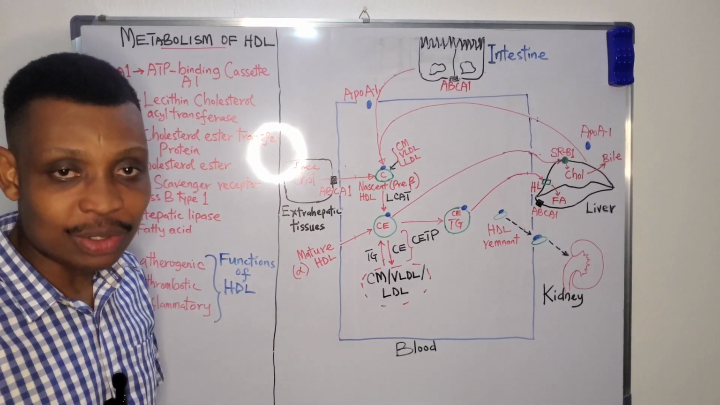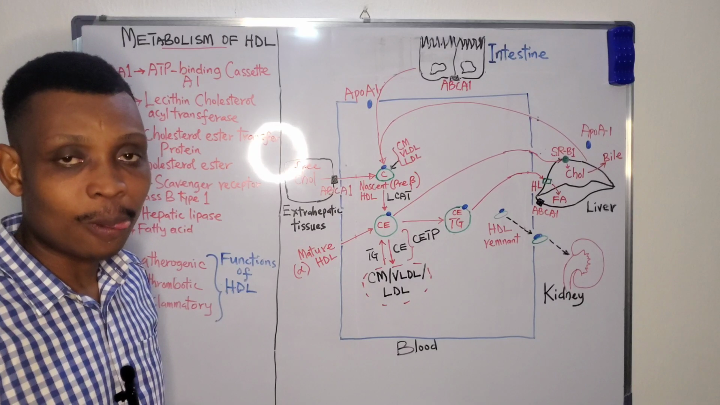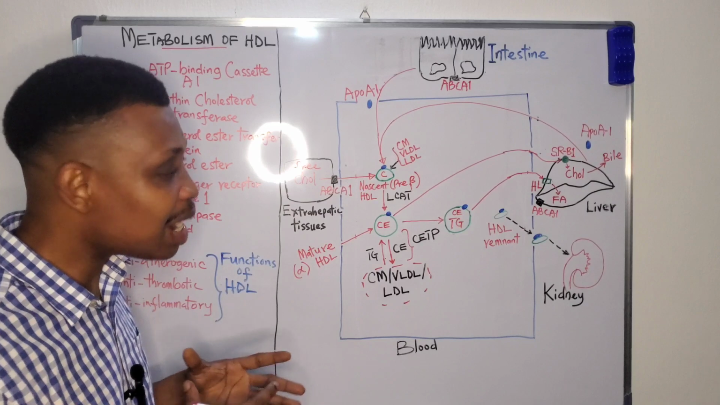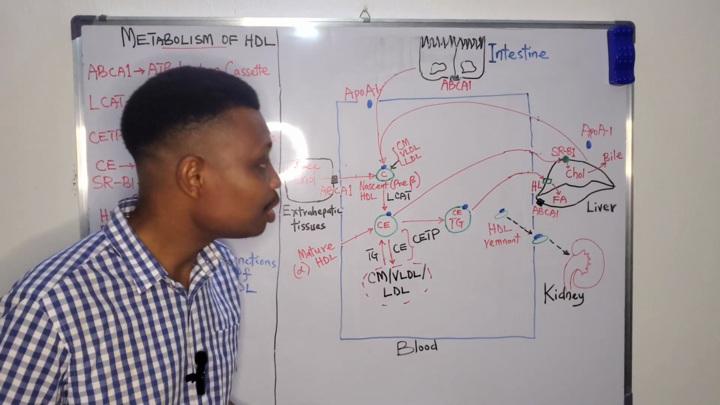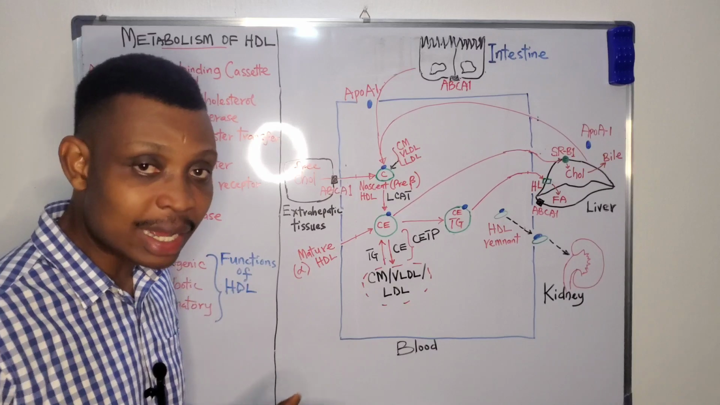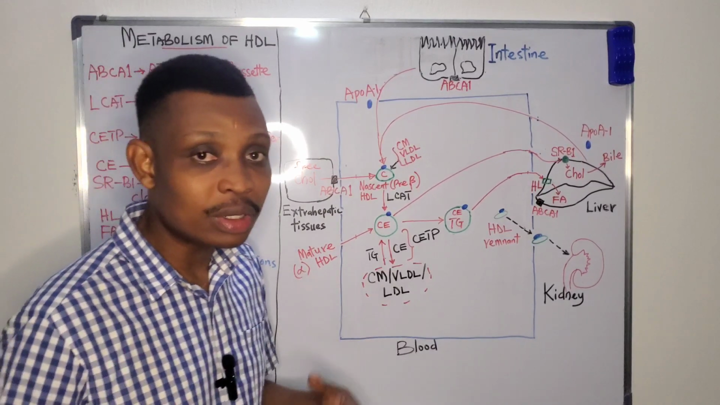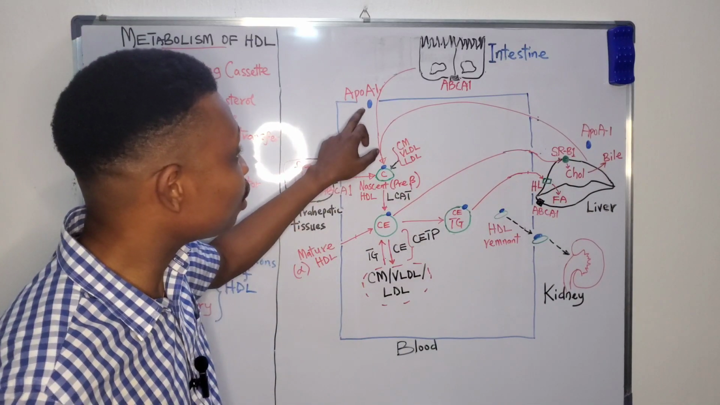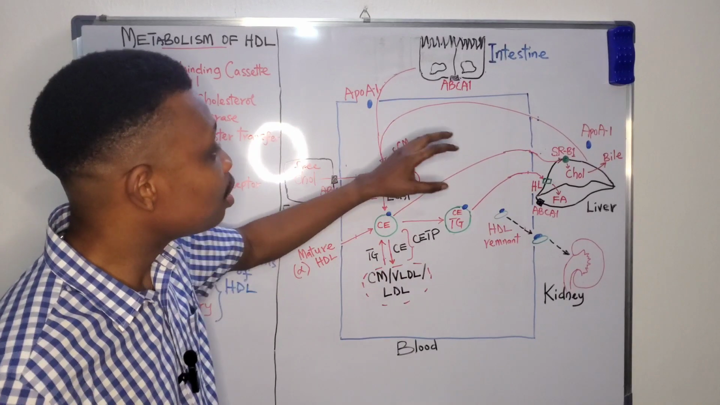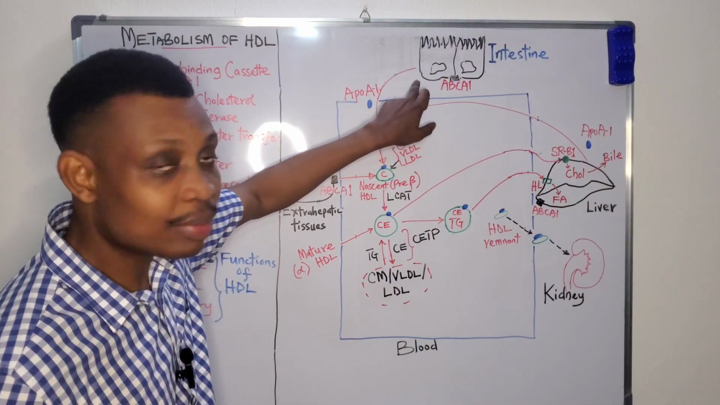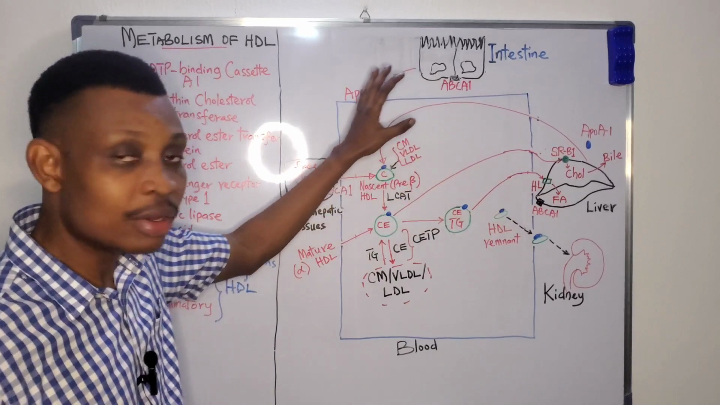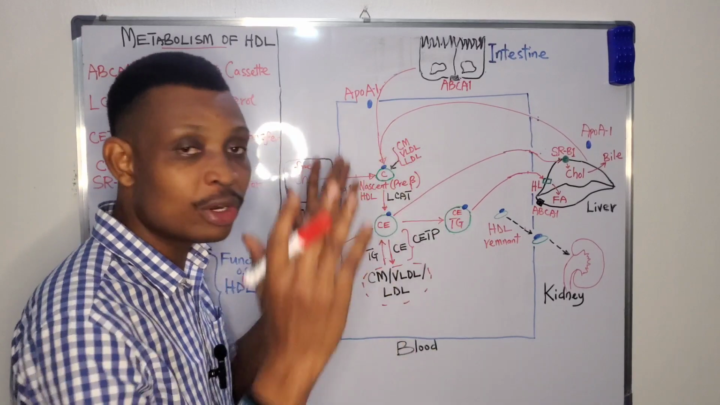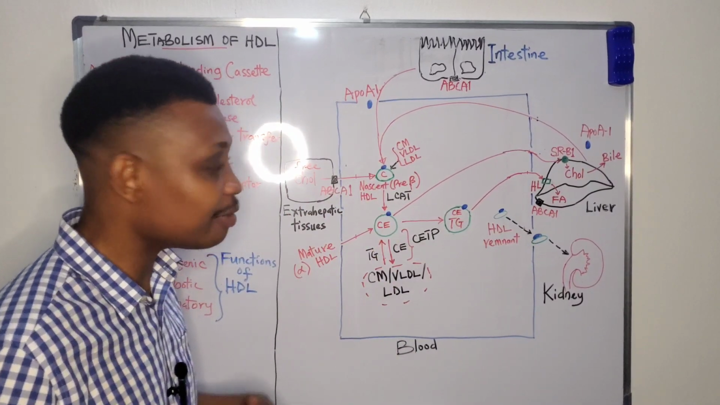So the formation of the HDL particle begins with the synthesis of a type of protein called ApoA1. This ApoA1, or apolipoprotein A1, is predominantly synthesized by the liver and also the intestine. So this is ApoA1 being synthesized by the liver, and this is ApoA1 being synthesized by the intestine. Whether it is synthesized by the intestine or by the liver, it is released into the blood circulation. Now, in the blood circulation, it flows through various tissues, organs, and cells.